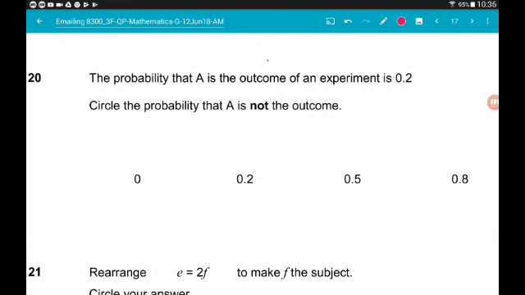Question 20 says the probability that A is the outcome of an experiment is 0.2. We want to work out the probability that A is not the outcome. So probability always adds up to 1. So to work out the probability of A not being the outcome, we do 1 minus the probability that it is the outcome. So 1 minus 0.2 is 0.8.